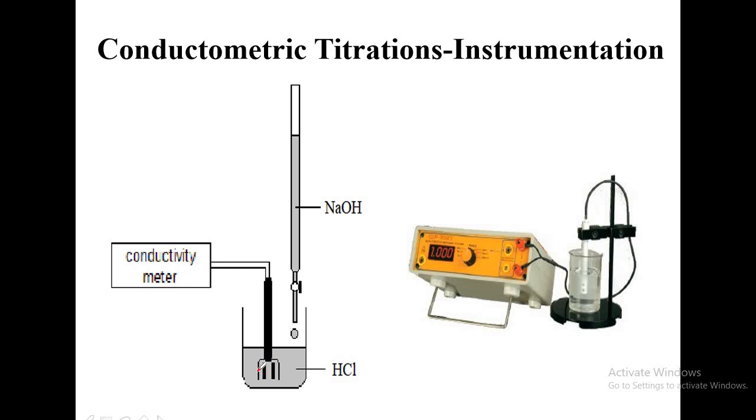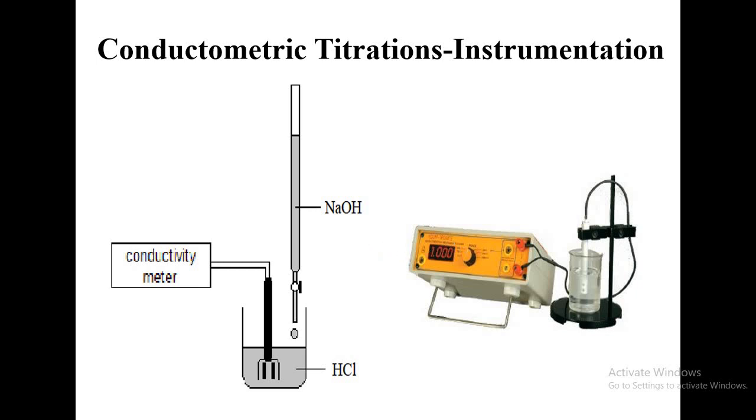So it measures specific conductance of the solution, and it is connected to the conductivity meter. Whatever conductance it measures, the value gets displayed here, so that we note it down as the conductance of the solution. And this is the actual experimental setup. In the beaker you have to take the solution, and this is the conductivity cell that is connected to the conductivity meter, and this is the display here. Here the value gets displayed.